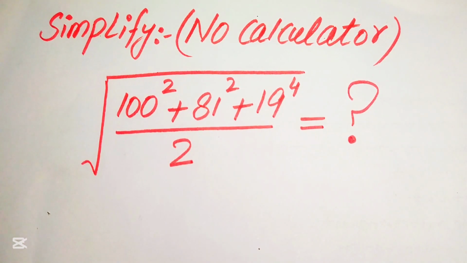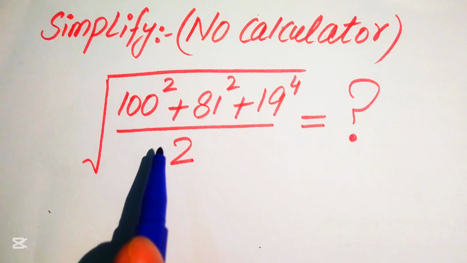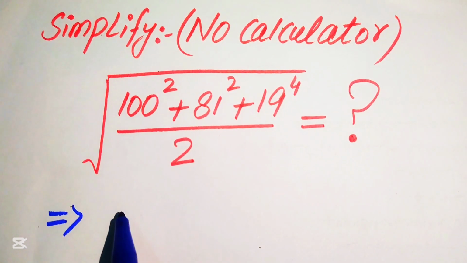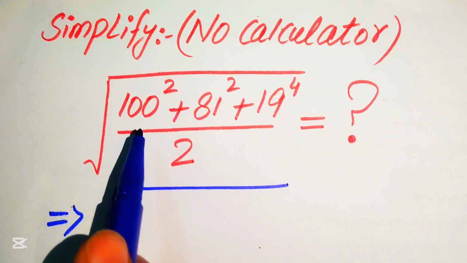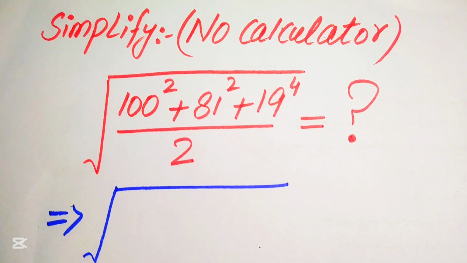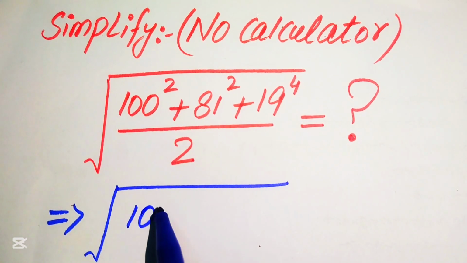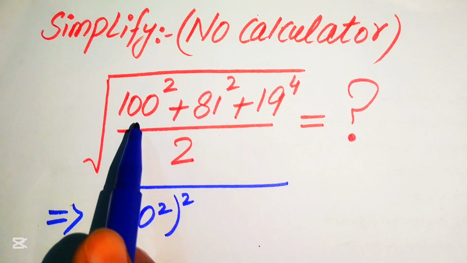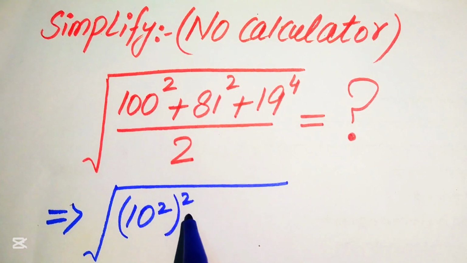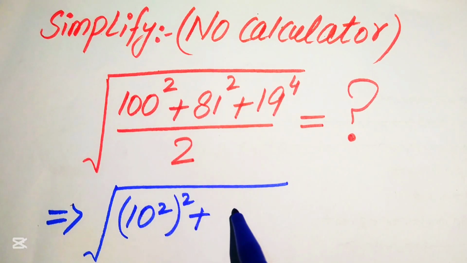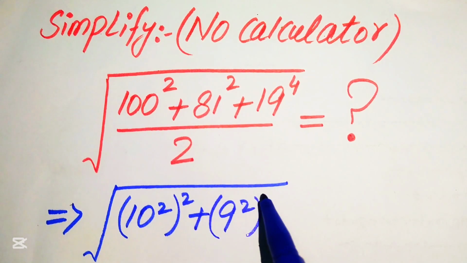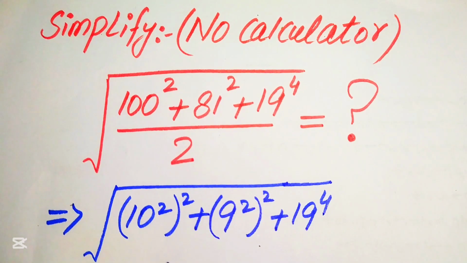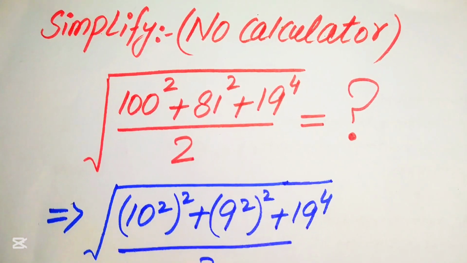The very first step is to rewrite this algebraic expression in this form. We have 100 squared, and we write 100 as 10 squared, and its whole square. Similarly, we write 81 as 9 squared, and its whole square, plus 19 to the power of 4, divided by 2.